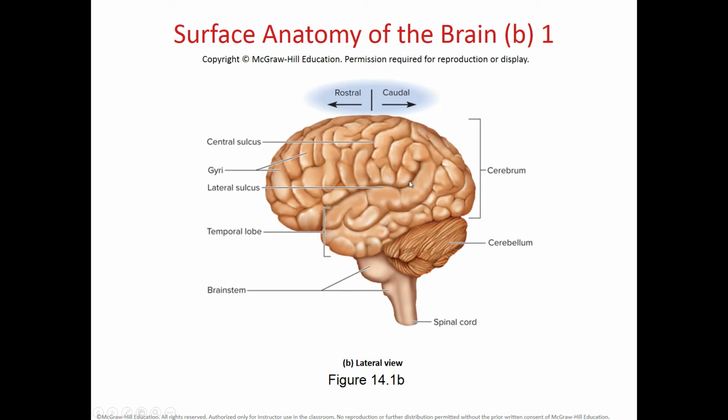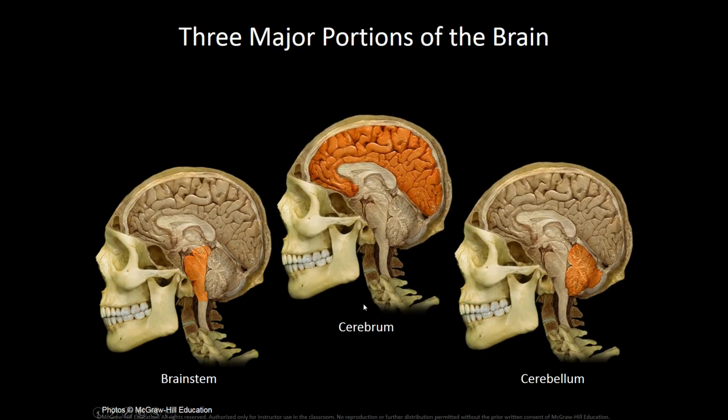The cerebrum has different subdivisions, like the temporal lobe in this case, and we will see the others in a few slides. And in here we have the cerebellum, and then the brainstem with its different components, and of course below here is the spinal cord. So this is the view of the three major portions of the brain looking medially. This is the brainstem, this is the cerebrum, and this is the cerebellum.